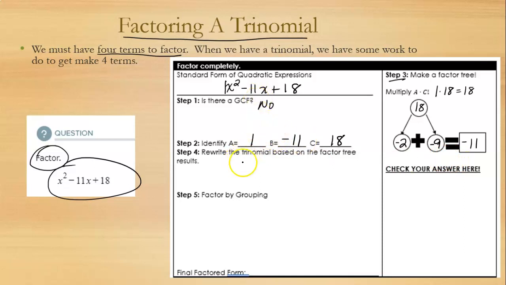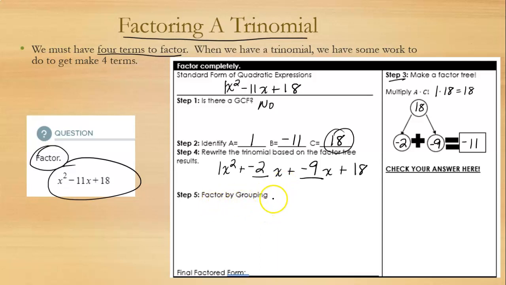Now we're ready to rewrite. Remember when we rewrite, we keep A the same, so it's 1x squared. We're replacing B with 2 terms, and C stays the same. A lot of people make the mistake of putting something like negative 11 for C. C should always come from your constant. C is your 18. My magic numbers are what replace my B piece.